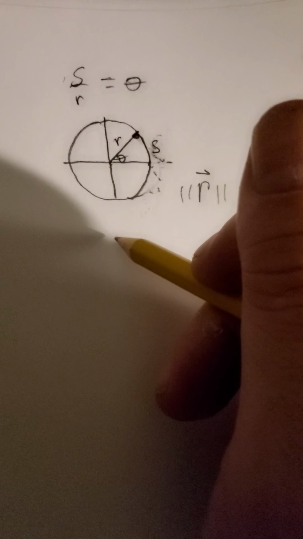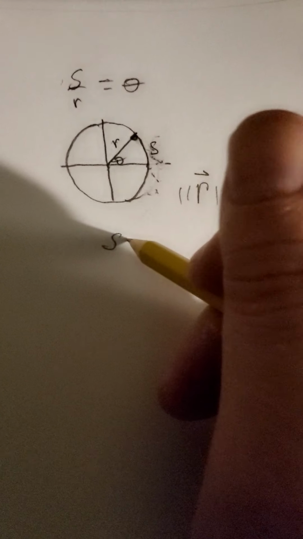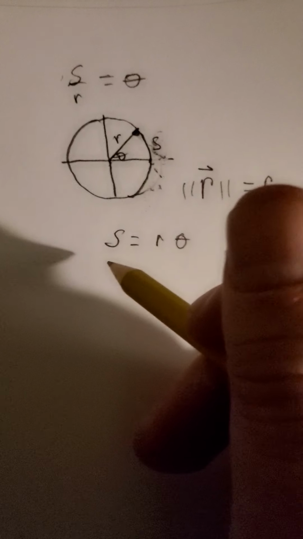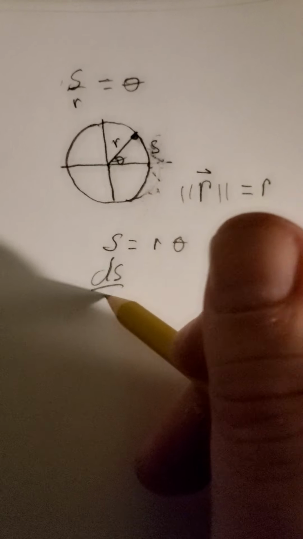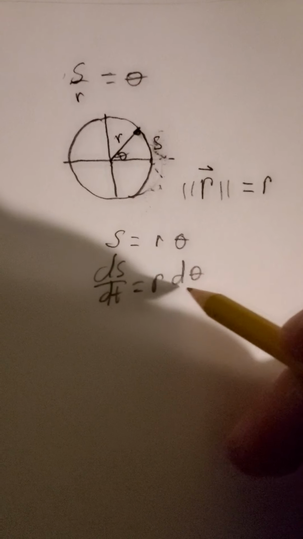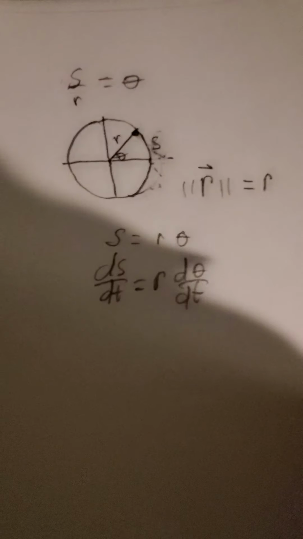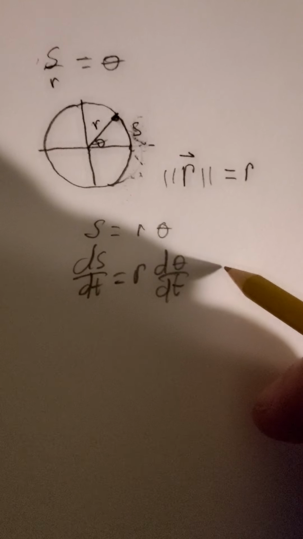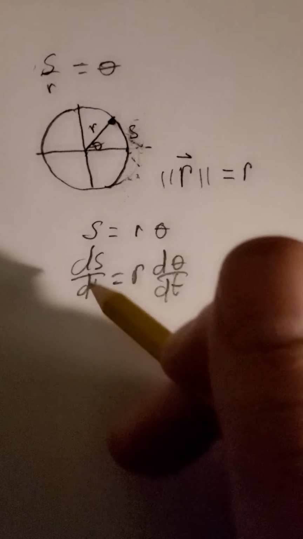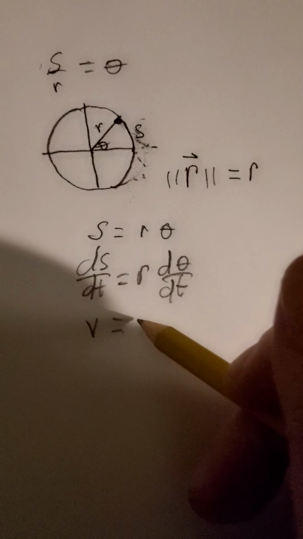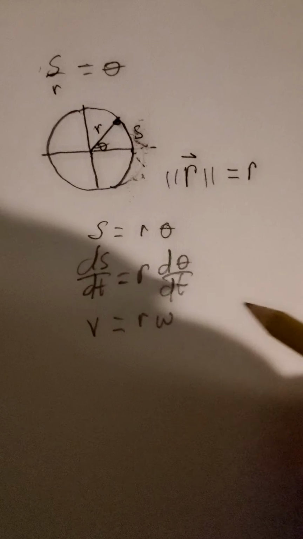So now what I'm going to do is say S equals r times theta, and ds dt equals r times d theta dt. But this d theta dt is usually represented as an omega, and this is going to be v, so what we're going to have is v equals r times omega. Okay, like that.